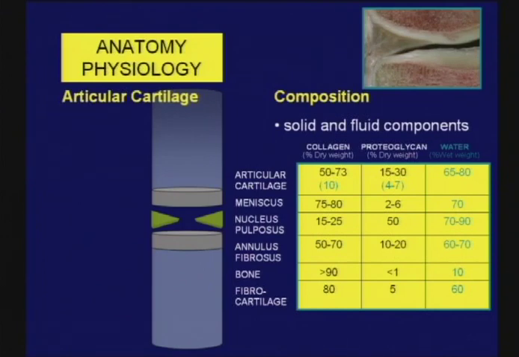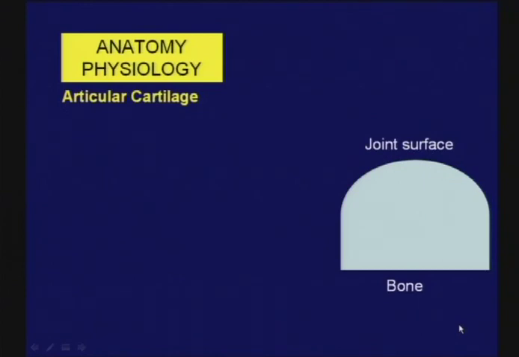And I'm comparing articular cartilage to other soft tissues: meniscus, nucleus pulposus, annulus fibrosus, bone, and fibrocartilage. I would call your attention to how much hydration there is within articular cartilage. 65 to 80% of the wet weight of articular cartilage is water. If we look at the dry weight in the upper figures here, 50 to 73% represents collagen, and 15 to 30% of the dry weight represents proteoglycan. So 3 major constituents within the cartilage.